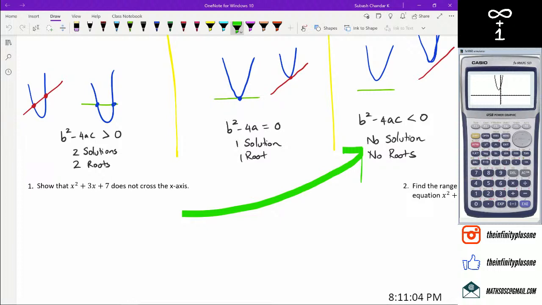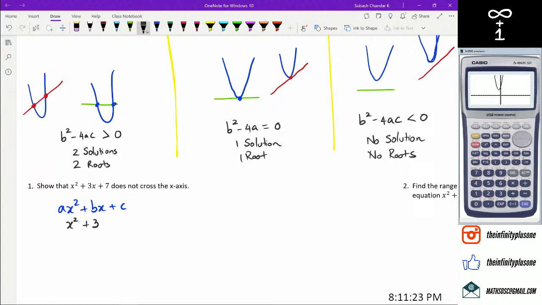algebraically. So what we're going to do is write down, and this is another thing I tend to ask my students to do, ax squared plus bx plus c first, and underneath it I write down the actual equation that was given. In this case it was x squared plus 3x plus 7. Also remember that x squared has a 1 in front of it, so the coefficient of x squared is 1. Our next step is writing down these three values: a is equal to 1, b is equal to 3, and c is equal to 7.